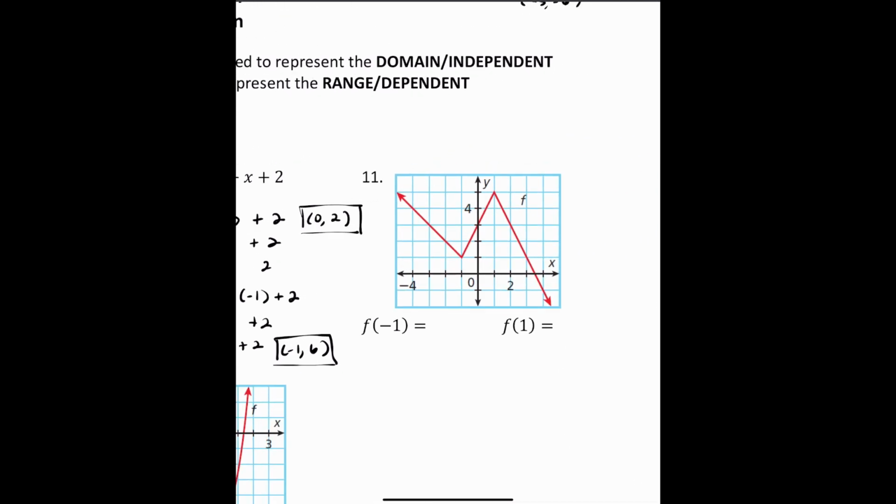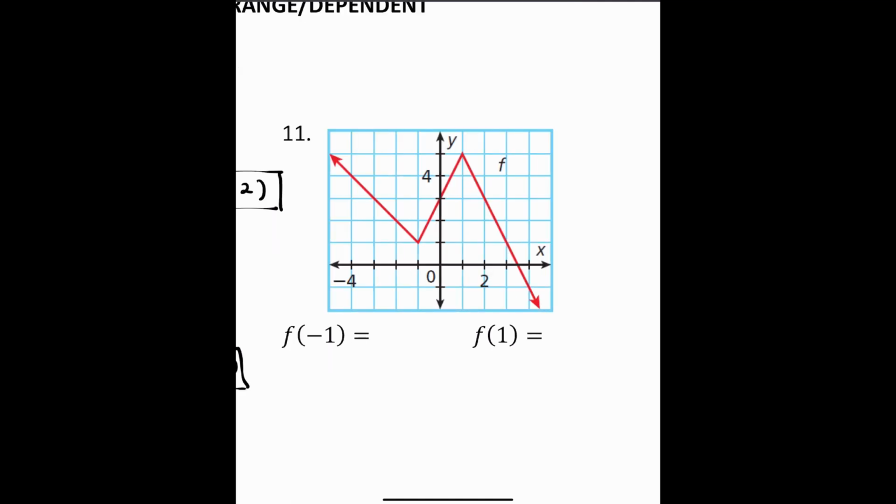Now 11, we have a graph this time. Now remember, with an x and y plane, you have a bunch of points in the form x comma y. So if you have your x, you can look at your graph and figure out what y is. Now let's take a look at f of -1. So remember that this is f of x. The x in this case is -1. So all I need to do on my graph is figure out, okay, where is -1 located on the x-axis of my graph, which is right here.